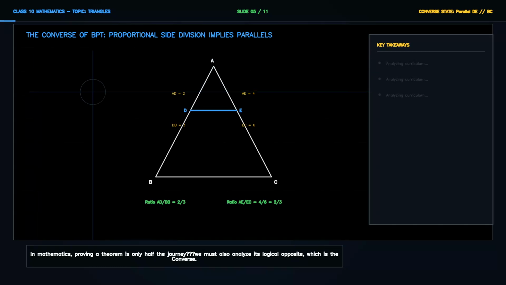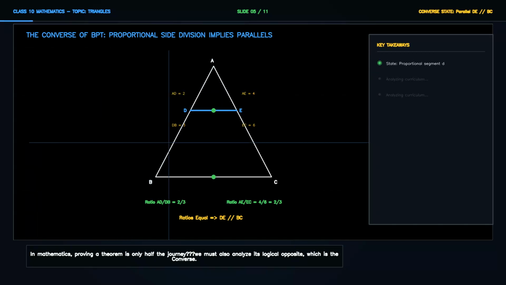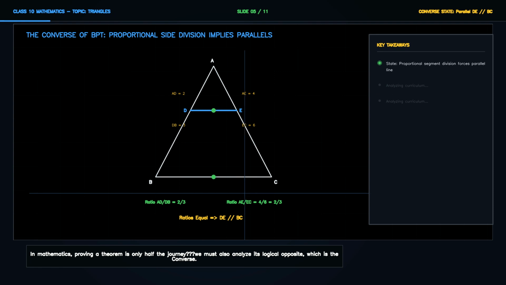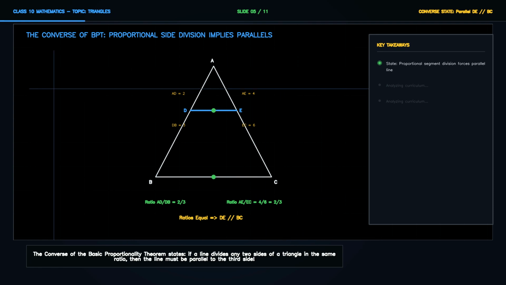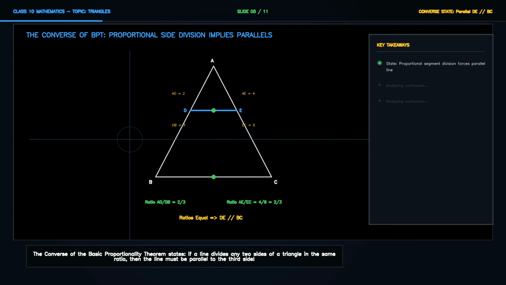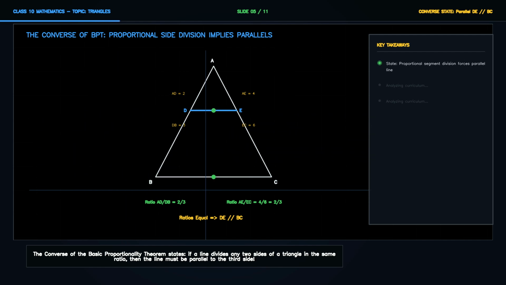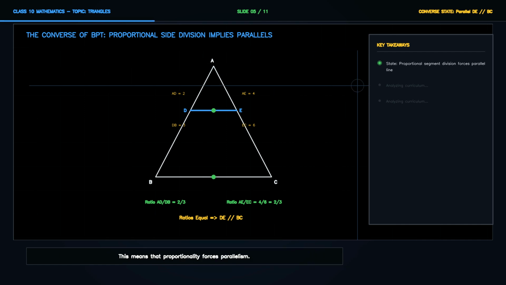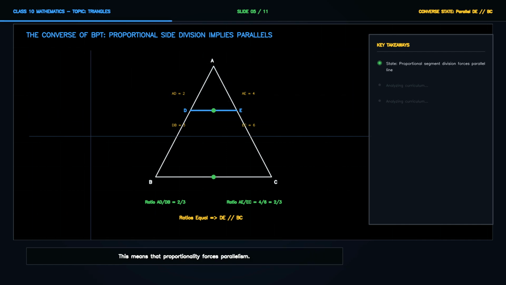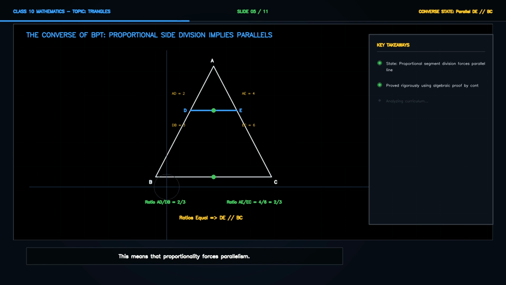In mathematics, proving a theorem is only half the journey. We must also analyze its logical opposite, which is the converse. The converse of the Basic Proportionality Theorem states, if a line divides any two sides of a triangle in the same ratio, then the line must be parallel to the third side. This means that proportionality forces parallelism.